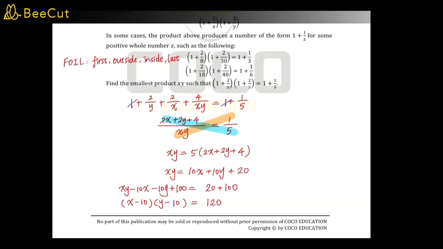So now we have the product of two numbers equals 120. We want the product xy to be the smallest, so x and y should be as close as possible. This works when x minus 10 equals 10 and y minus 10 equals 12. The product is 120. So simplifying, we get x equals 20, y equals 22. So x times y is 20 times 22 equals 440.